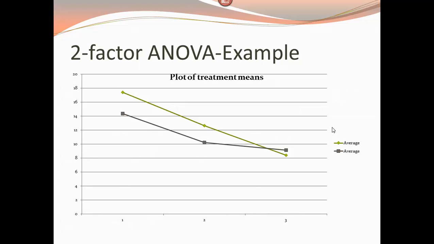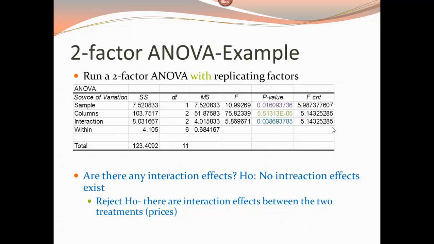And we plot our treatment effects here, and we do see an overlap, which means there is an interaction effect. So I will find an interaction effect, but they don't really cross over until between treatments 2 and 3. So we're still going to run through this entire analysis just for practice purposes. Okay, so run the two-factor ANOVA with replication.